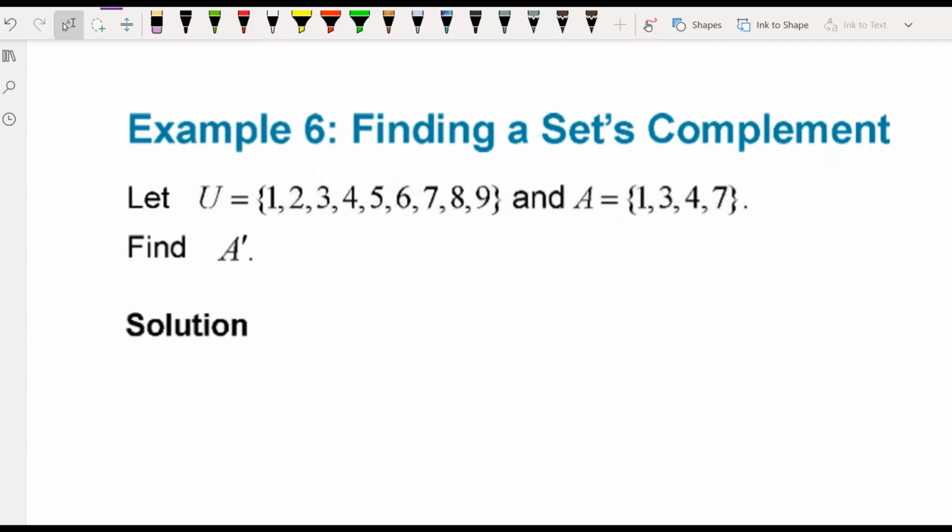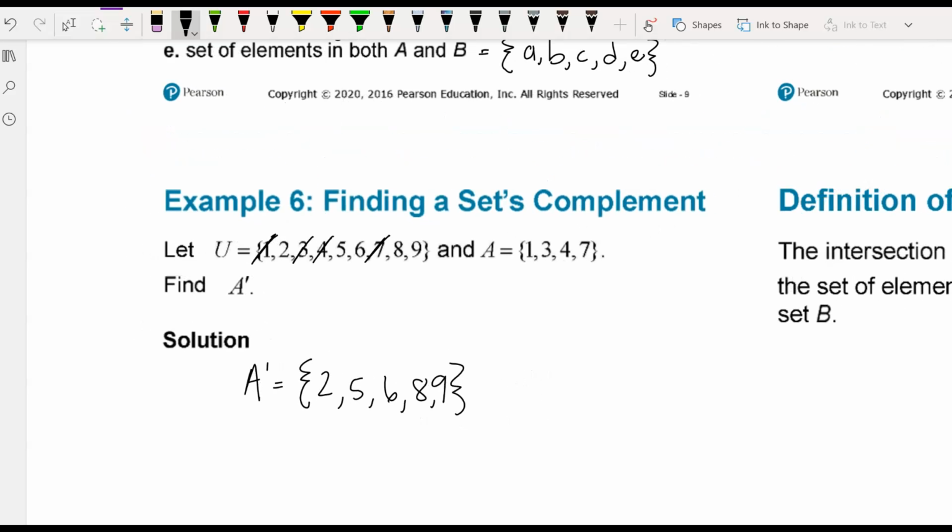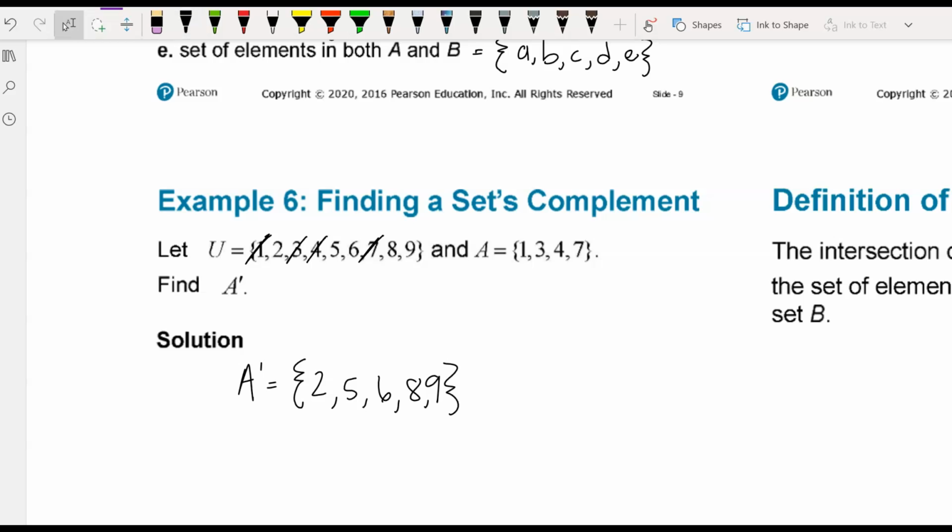All right, so it says finding a set's complement. For this first example, we want to find A complement. So A is 1, 3, 4, and 7. We want everything that's not those numbers. So we're going to cross those off of our set and then write what's left over. So A complement is going to be the set 2, 5, 6, 8, and 9. And that's it. You're just finding what's not in A.